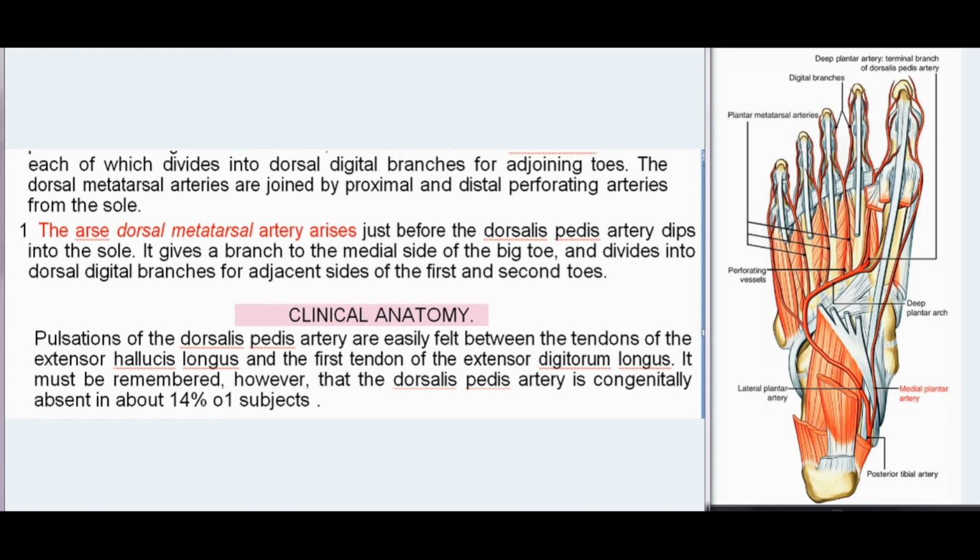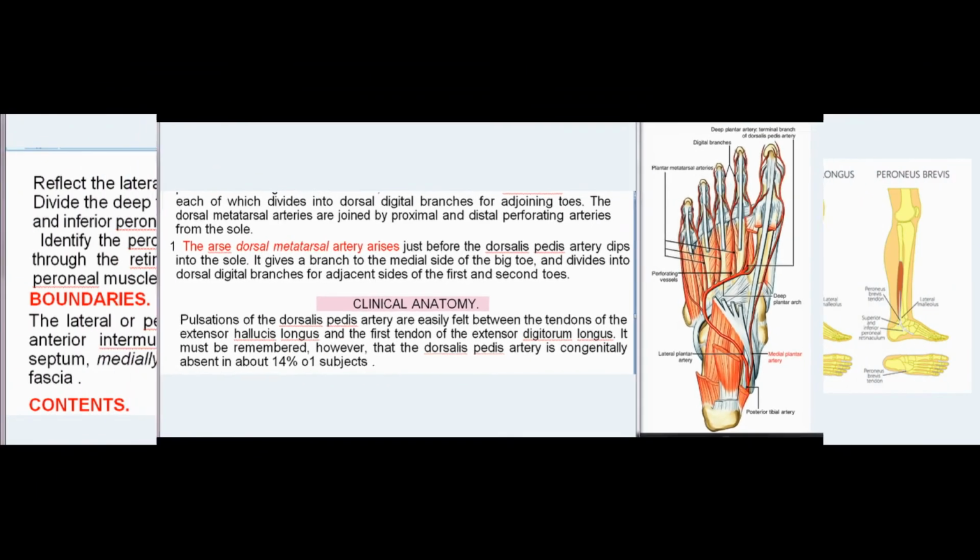It gives a branch to the medial side of the big toe, and divides into dorsal digital branches for adjacent sides of the first and second toes. Clinical anatomy. Pulsations of the dorsalis pedis artery are easily felt between the tendons of the extensor hallucis longus and the first tendon of the extensor digitorum longus. It must be remembered, however, that the dorsalis pedis artery is congenitally absent in about 14% of subjects.